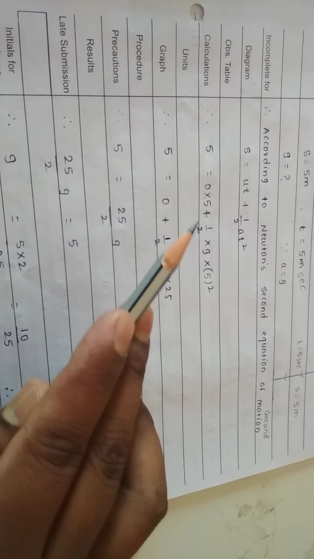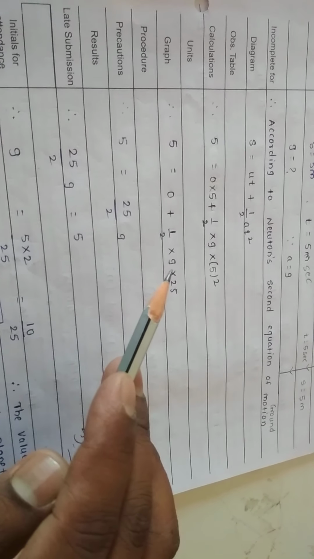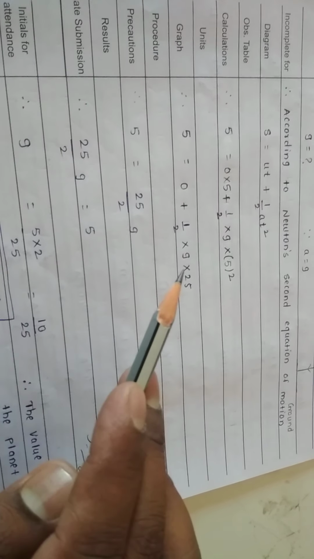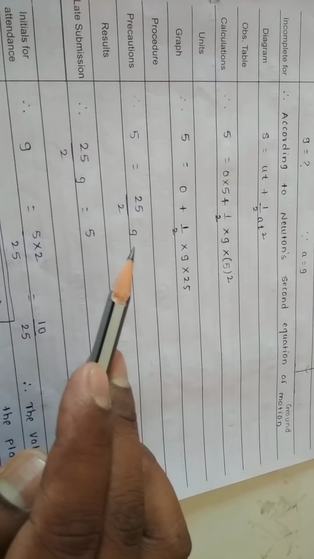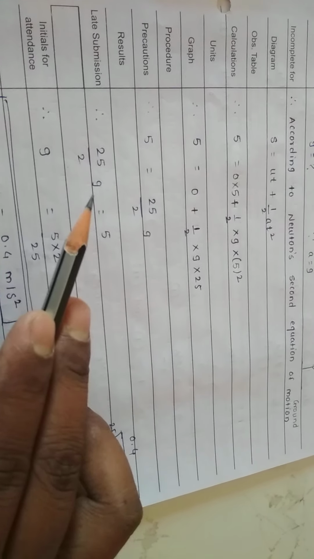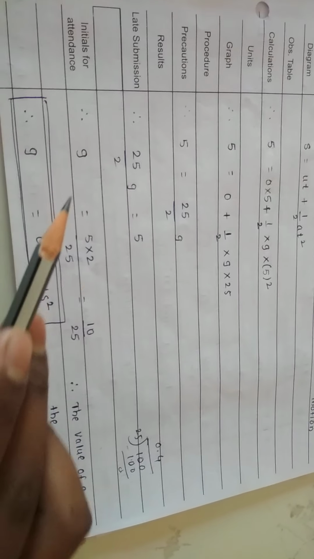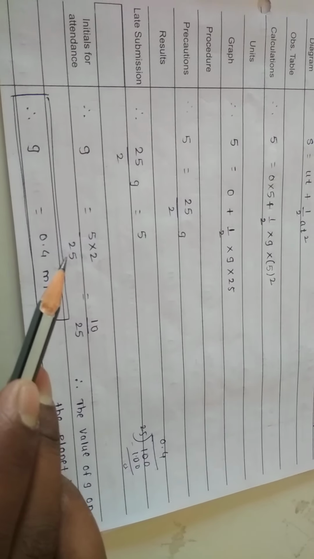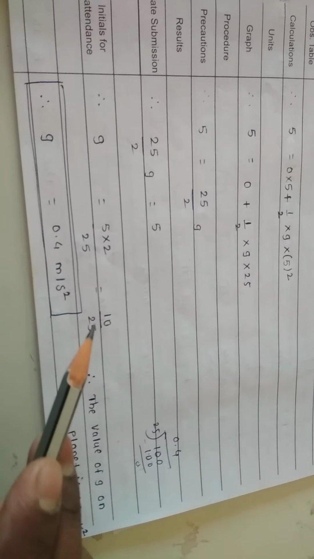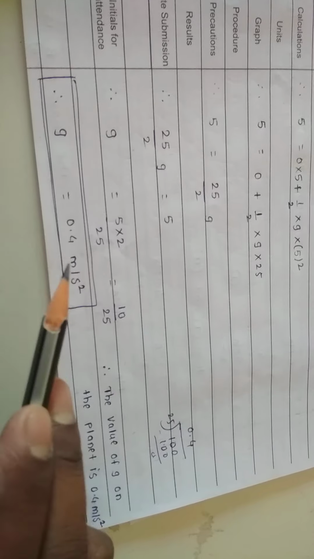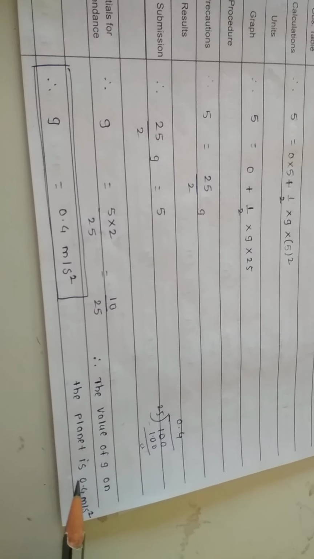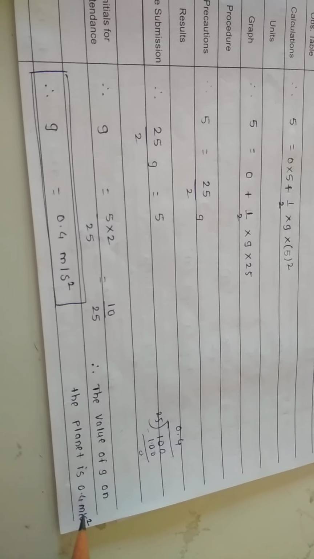So 5 as it is, 0 into 5 is 0, plus half into g into the square of 5, which is 25. Therefore 5 = 25 divided by 2 into g. Therefore 25 divided by 2 comes to the left hand side, and g = 5 into 2 divided by 25. 5 twos are 10, divided by 25. If we divide 10 by 25, g is 0.4 meter per second square. Therefore the value of g on the planet is 0.4 meter per second square.